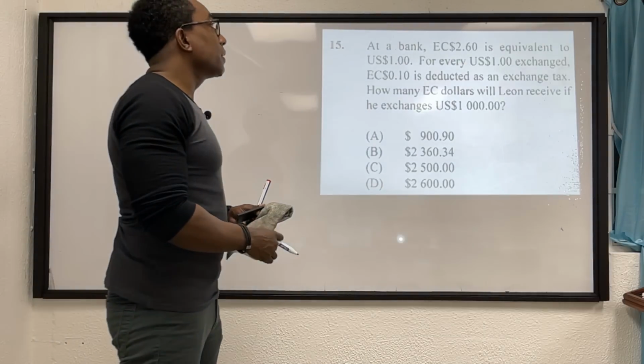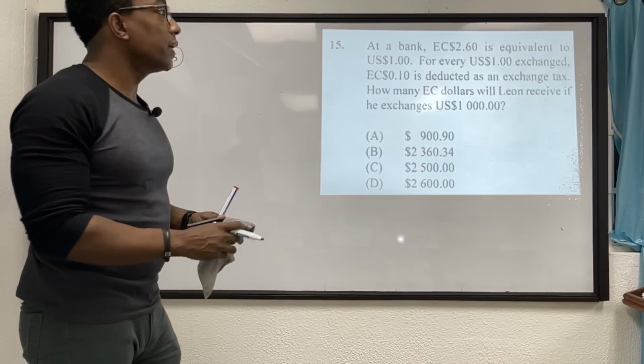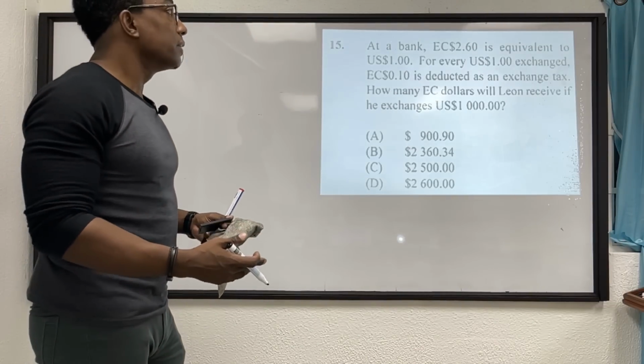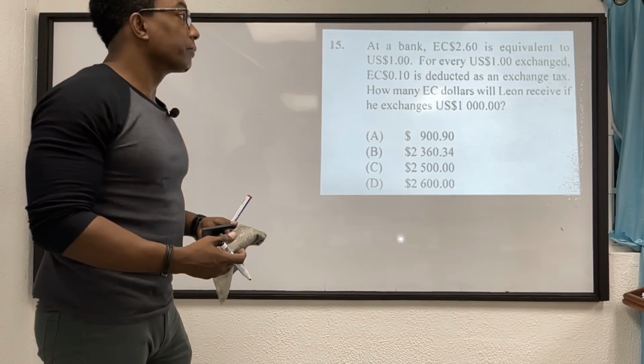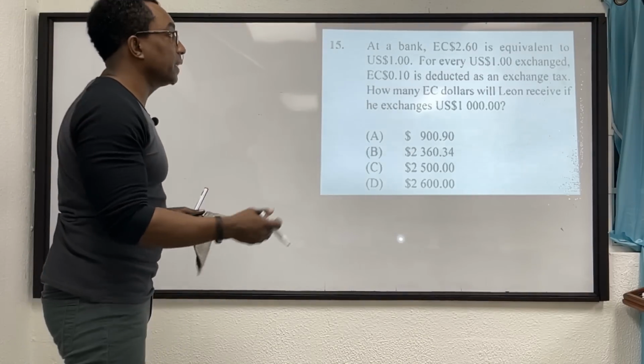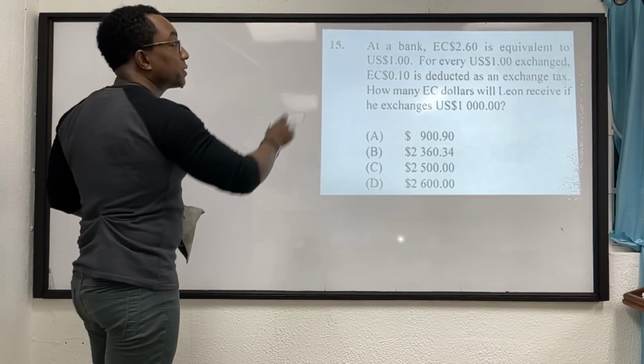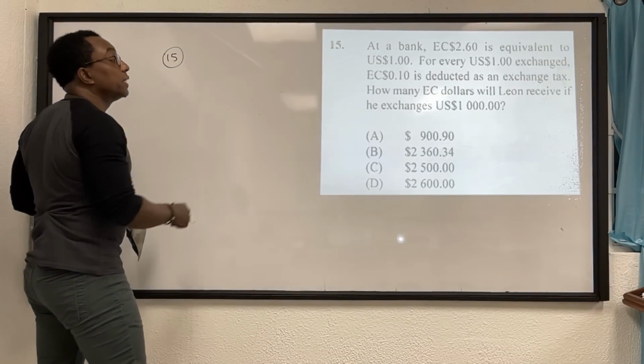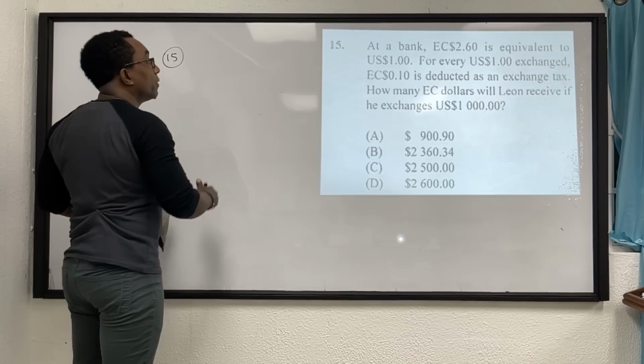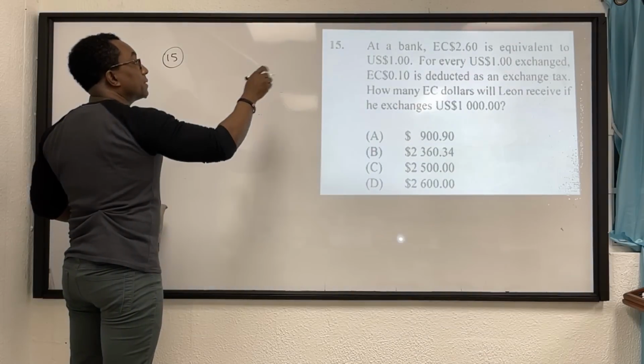So first of all, let's determine how much EC is US $1,000 equal to. This is a question dealing with currency, dealing with foreign exchange. So therefore, we are going to begin by converting US $1,000 to EC. I'm going to use the relationship given. So we know we have to convert US to EC.